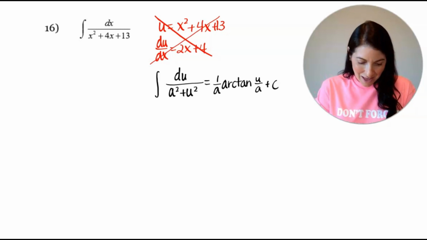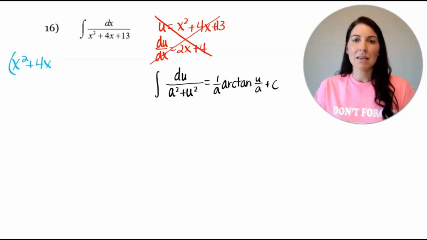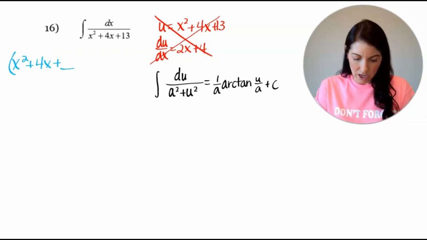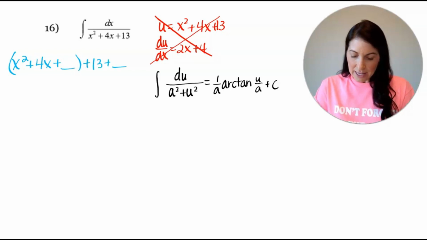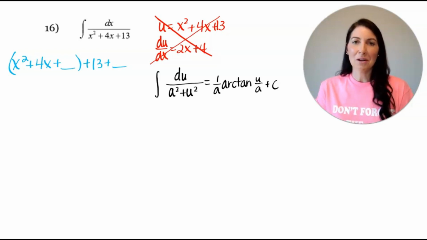So here, if I think about taking x squared plus 4x, I want to complete the square and make this a perfect square trinomial. So I'm going to complete the square right there. Let me move the plus 13 over and add. I like to set up a little blank where I'm going to complete the square.